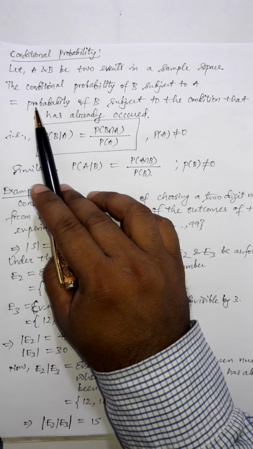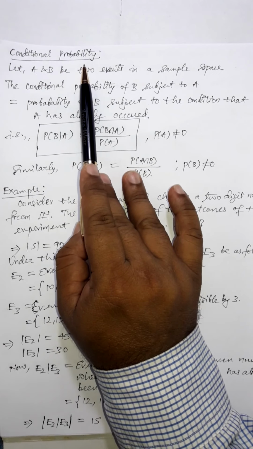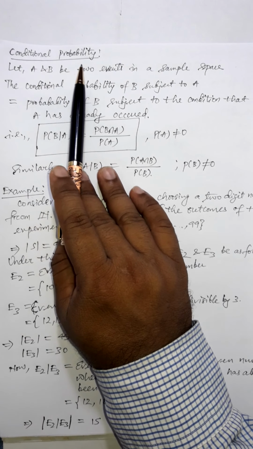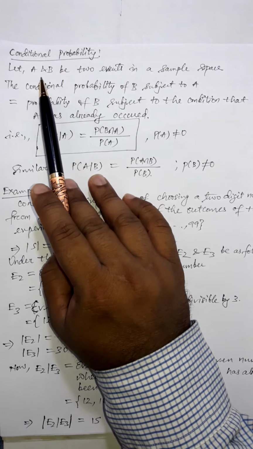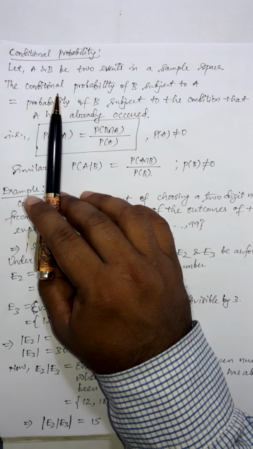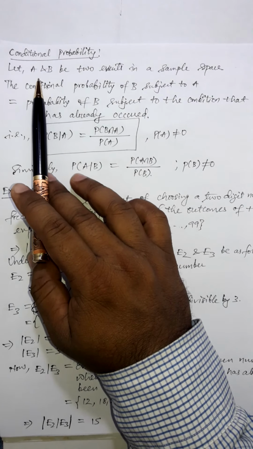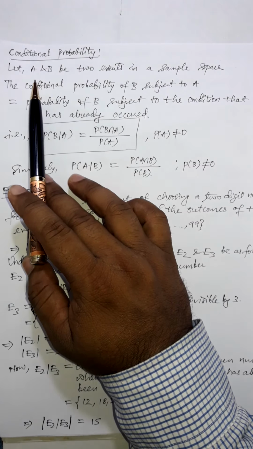Friends, today in this video, our topic of discussion will be conditional probability. The conditional probability is the probability of an event based on a particular condition. Now, what is that condition? Let's discuss in detail. To discuss conditional probability, let us take any two events A and B of the same sample space.